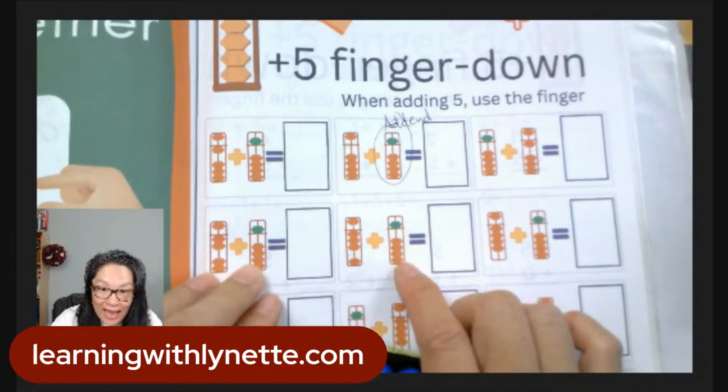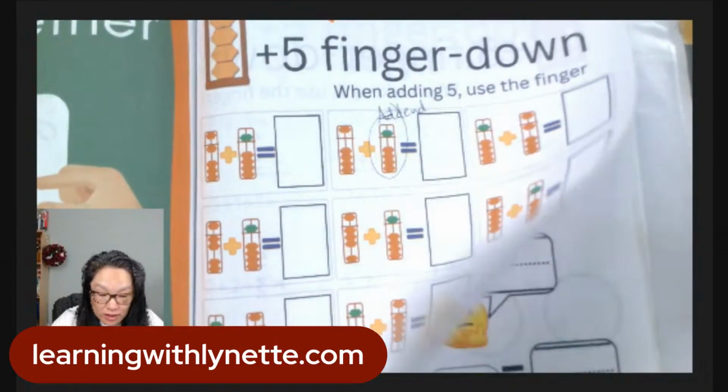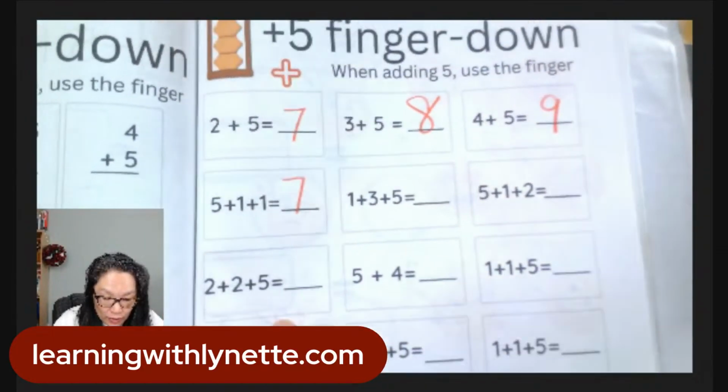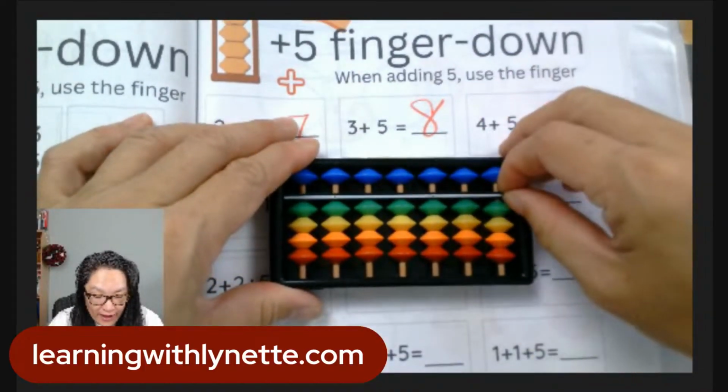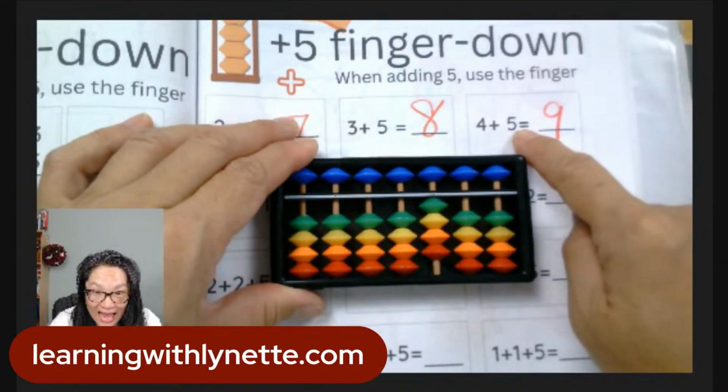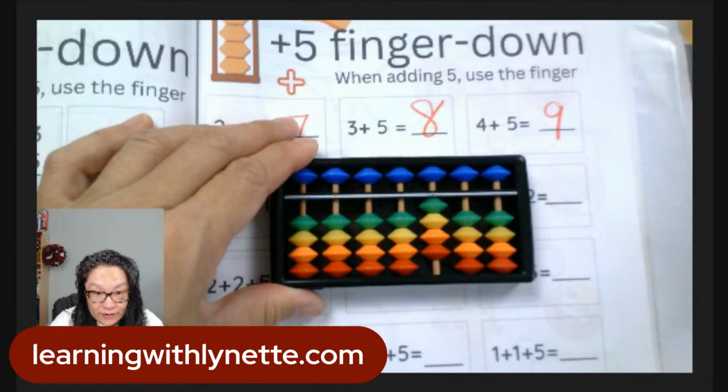Again, we're looking at the add-in. We're not looking at the result, right? So as we go through, we are looking at the add-in. So if I have 4 and I want to add the 5, can I add the 5?